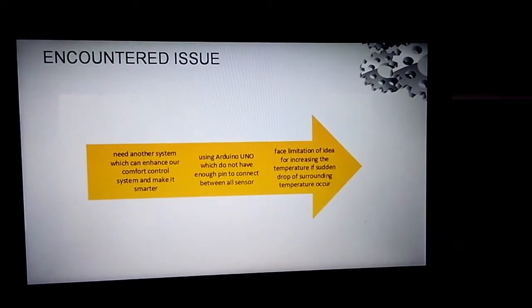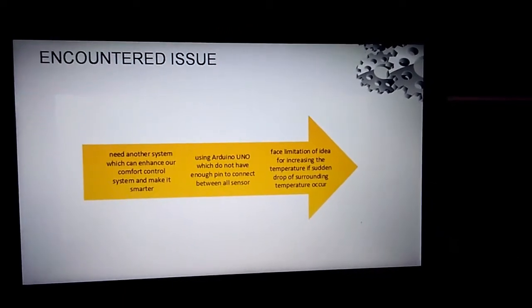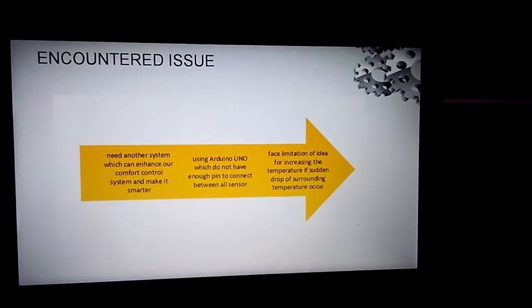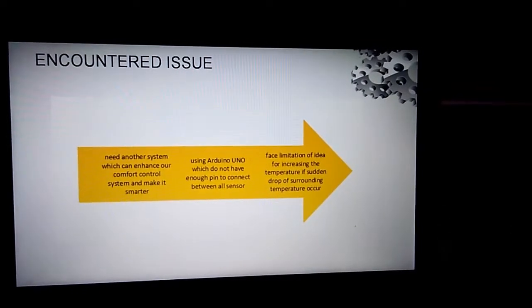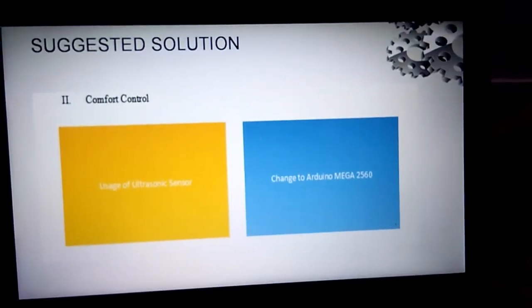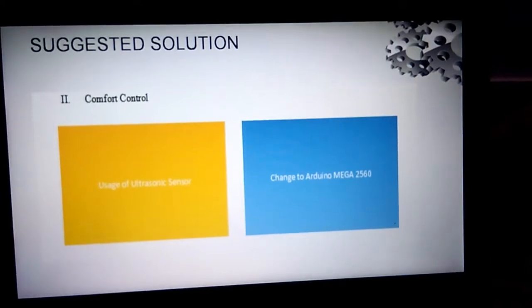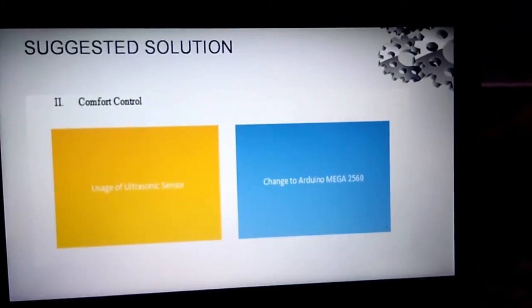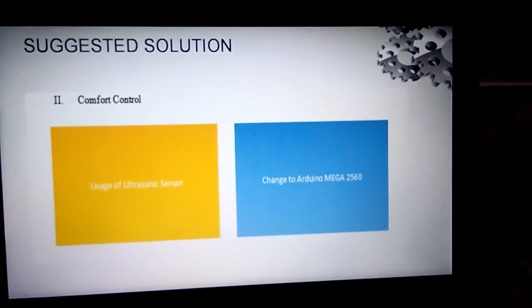Next, the Arduino Uno does not have enough pins to connect all the sensors. Next, we face a limitation of ideas for increasing the temperature if a sudden drop in surrounding temperature occurs. Next, the suggested solution is comfort control using an ultrasonic sensor as a switch for the LM35 and LDR sensors. Next, change to Arduino Mega 2560.